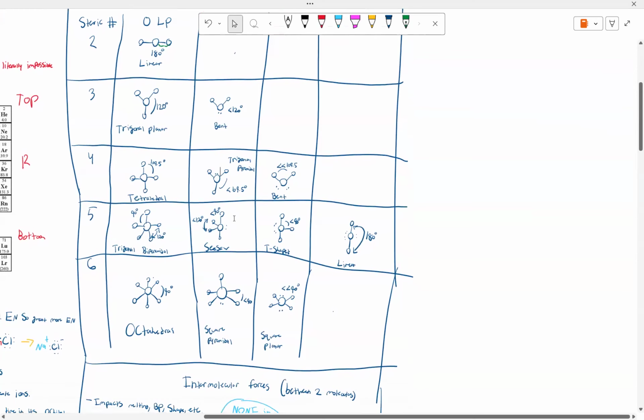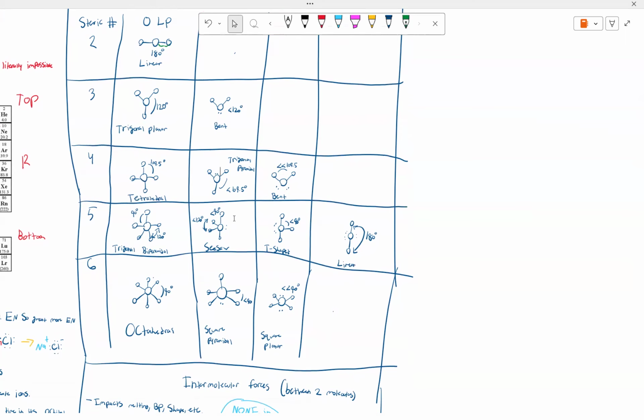When you have five sterics, you can call it trigonal bipyramidal. Bipyramidal, with bi meaning two, so it has two extra groups. It has two different angle types that you'll find: 90 degrees and 120 degrees.